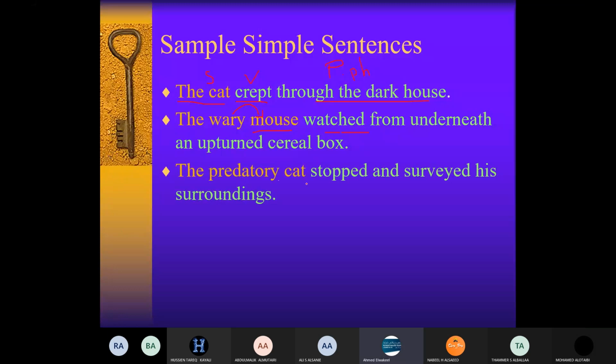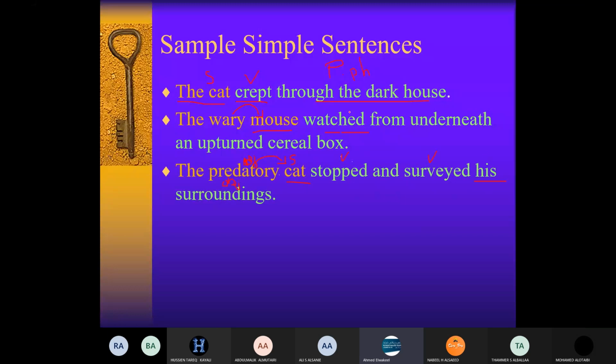The predatory cat stopped and surveyed his surroundings. So cat is the subject, of course. Predatory is the adjective. Cat is the subject. Stopped is the verb. Surveyed is another verb. His surroundings is the object. And of course, his is a possessive pronoun.